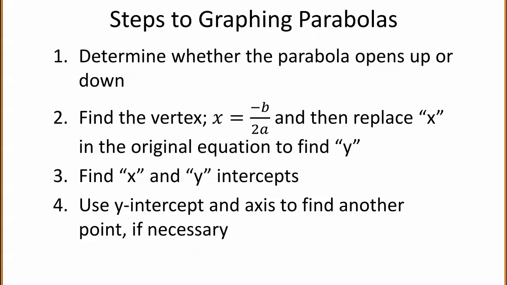The steps that we're going to use in this video is to determine whether the parabola opens up or down, and that all depends on if the a value is positive or negative. And then you find the vertex by using this formula, negative b over 2a, to find the x coordinate. And then you replace that x coordinate in the original function or equation to find the y coordinate. All right, then we'll find the x and y intercepts. And we'll use the y-intercept and axis of symmetry to find another point if necessary. Okay, and this general summary is on page 296 of your textbook.